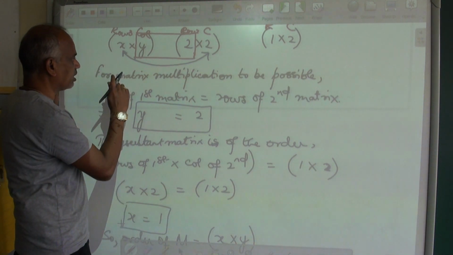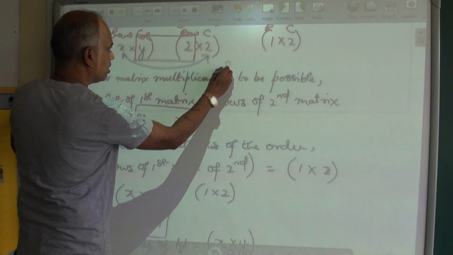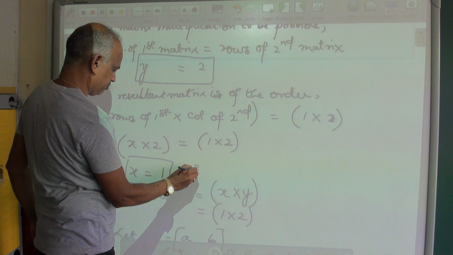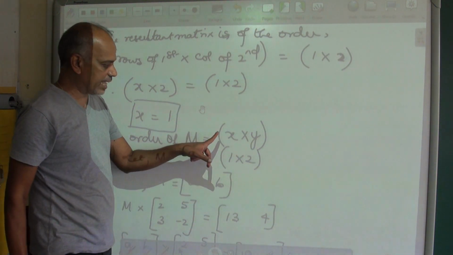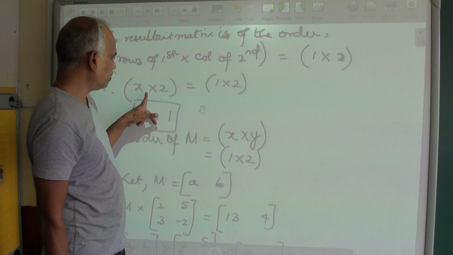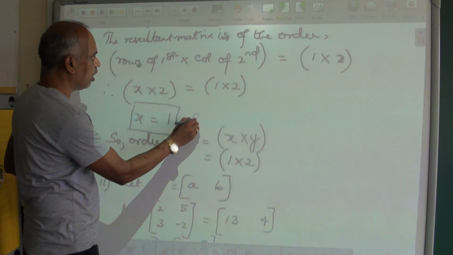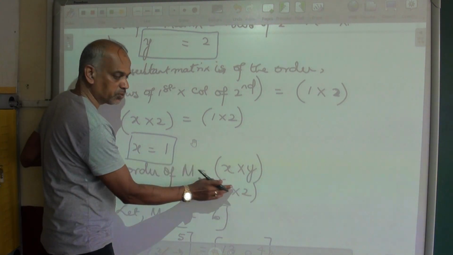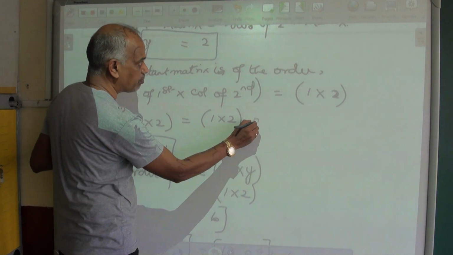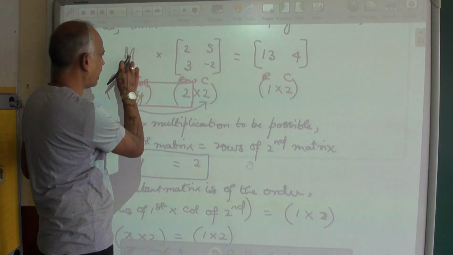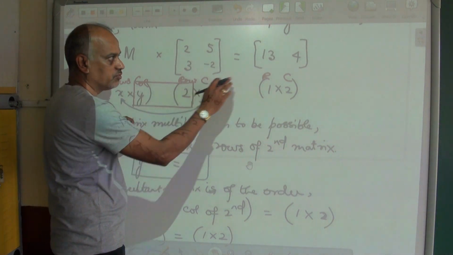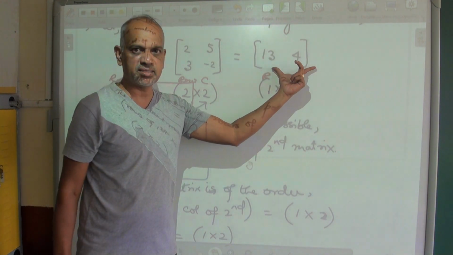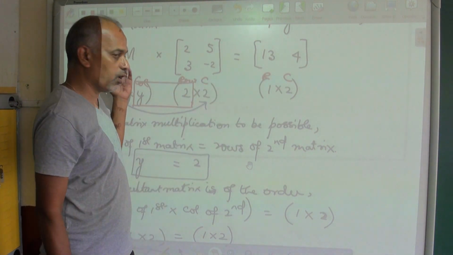According to our assumption, let matrix M have x rows and y columns. So matrix M, order of M is x by y, x value is 1 and y value you got is 2, 1 by 2. So M also has order 1 by 2. M also has order 1 by 2 means this has order 1 by 2, which is similar to this. This is also 1 by 2, which means M should look something like this. Okay, we got the order of M.